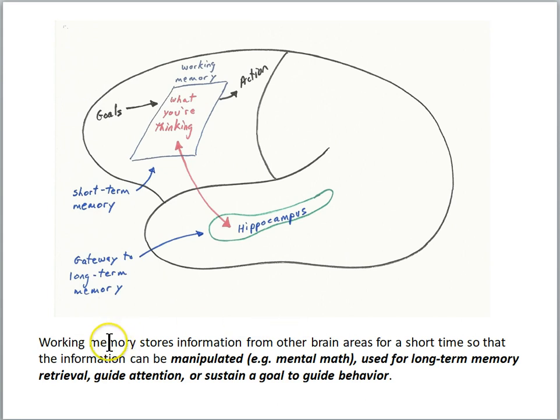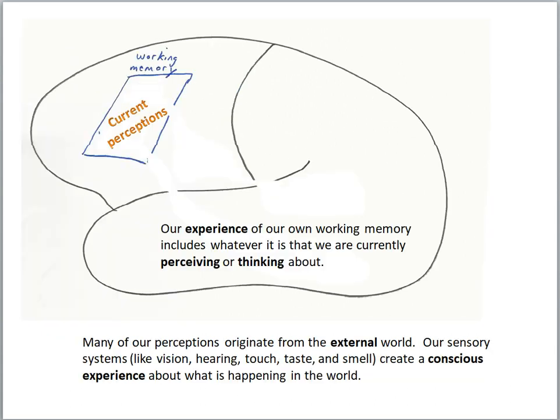So what we have then is that working memory stores information from other brain areas for a short time so that the information can be manipulated, used for long-term memory retrieval, guide attention, or sustain a goal to guide behavior. So the information in working memory is coming from either other areas of the brain that are processing what we're seeing and hearing and so on, or from our long-term memory systems. So let's look more closely at what are possible contents for the working memory system.